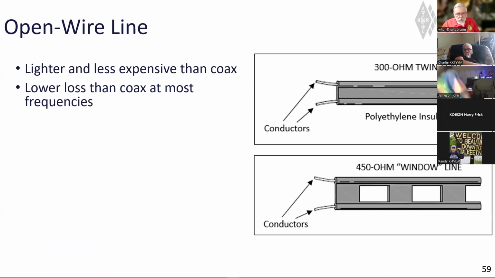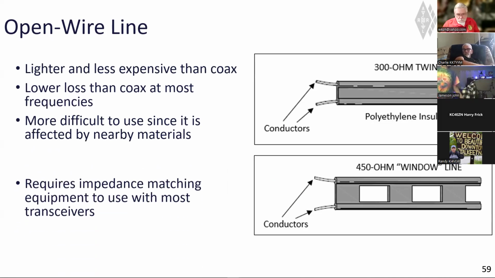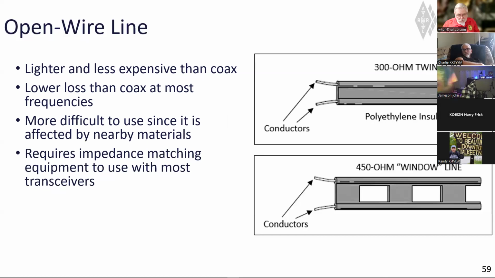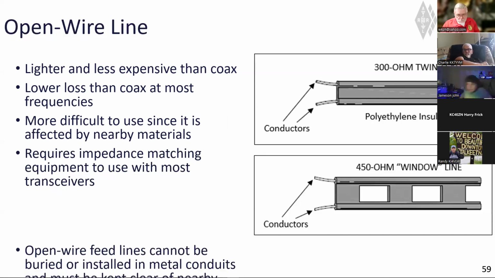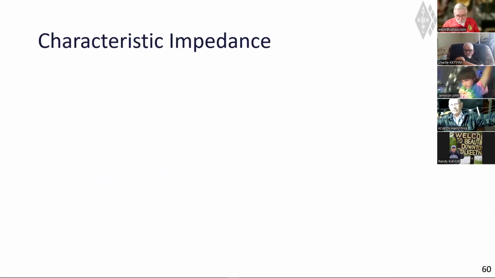Lower loss than coax at most frequencies. More difficult to use since it is affected by nearby materials. Requires impedance matching equipment to use with most transceivers. Open wire feed lines cannot be buried or installed in metal conduits and must be kept clear of nearby conducting surfaces.